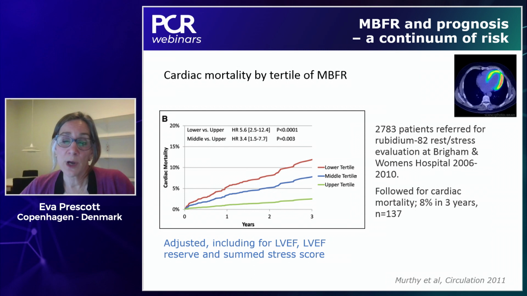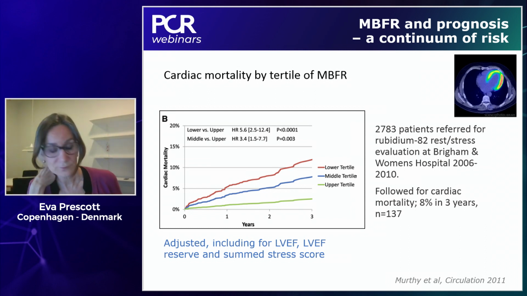His group has also published the prognostic value of measuring myocardial blood flow reserve. And as I mentioned previously, I think we should really be looking at a continuum of risk. When he split his myocardial blood flow reserve into 3 tertiles, you can see that there's a graded risk: the more impaired your myocardial blood flow reserve is, the higher your risk of adverse outcomes. And this is hard outcomes. This was cardiac mortality.